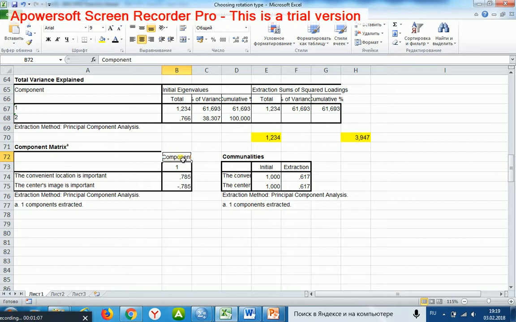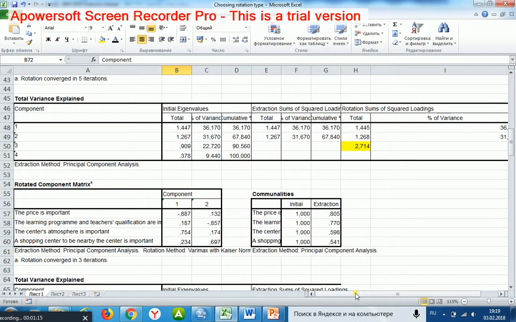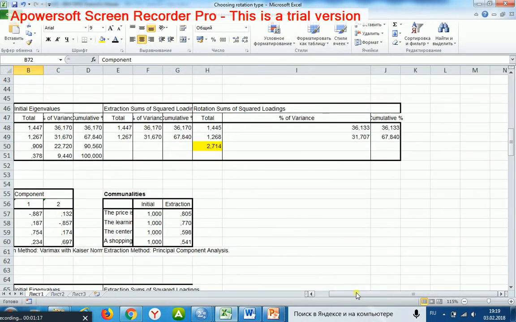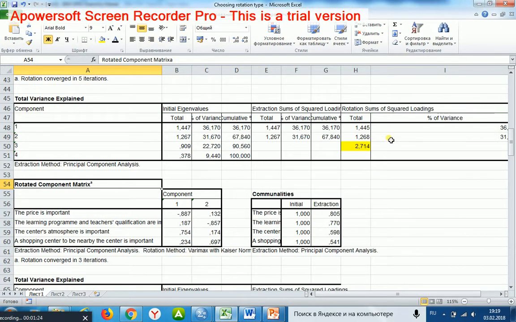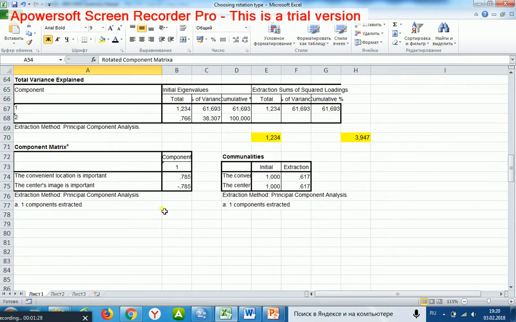Summarizing, the results gained consist of two factor models. One factor model explains 67% of the four indicators, and the second model explains 62% of the two indicators.